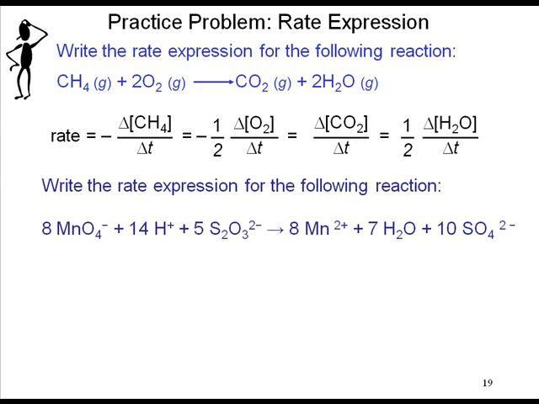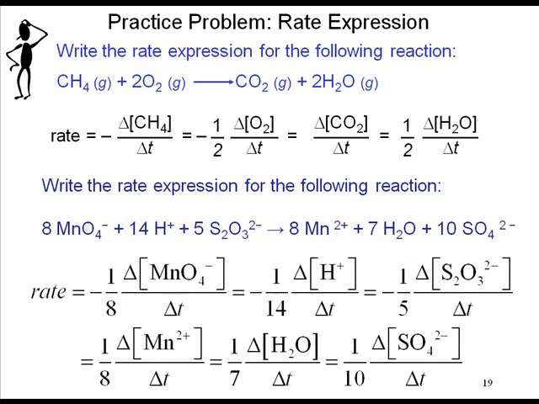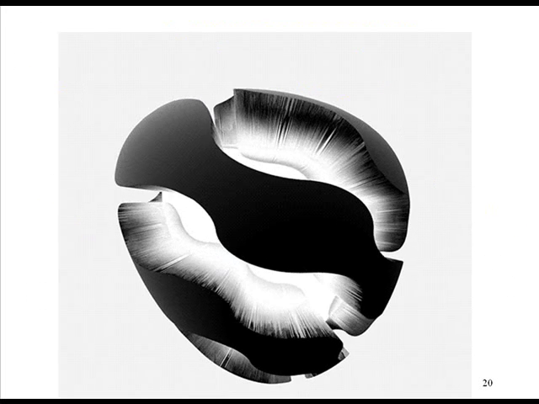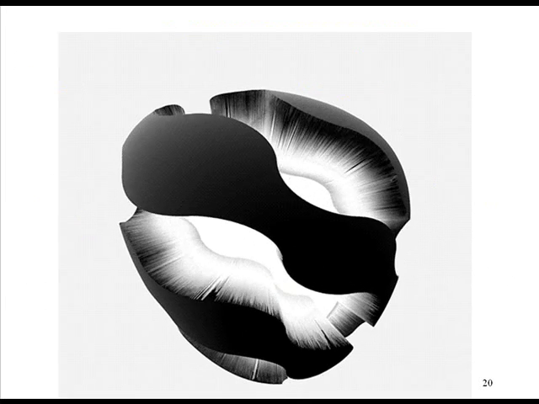This will get interesting. That's manganese perchlorate with hydrogen ion, which is an acid. Now this looks hairy. What's the take-home message with this? The take-home message is any one of those relationships, pick negative 1/8 delta MnO4 minus over delta T, or you could pick with water, it's 1/7 delta H2O over delta T. Those values are all the same rates. That, my friend, is a mind bender.